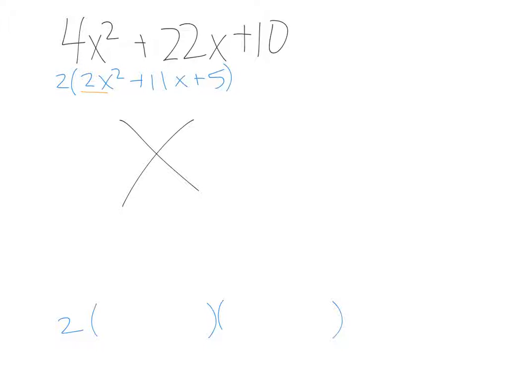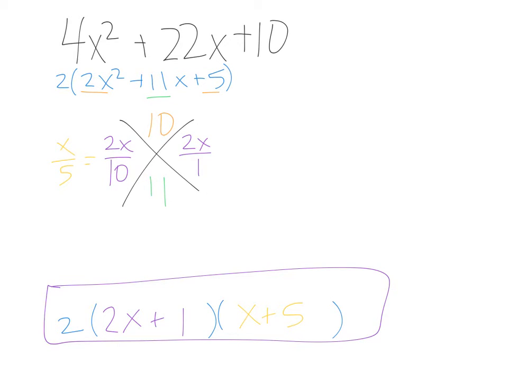So 2 times 5 is 10, and 11 is our B. Multiplies to equal 10, adds to equal 11. Well, that has to be 10 and 1. 2x goes in each one. The 2x and 1 cannot be reduced, but the 2x over 10 can be reduced to x over 5. So here is our final answer.